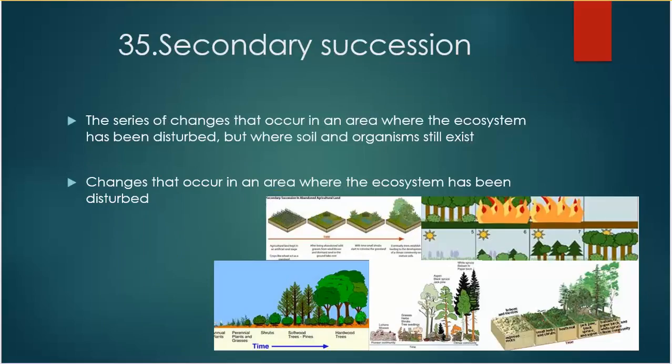Secondary succession, the series of changes that occur in an area where the ecosystem has been disturbed, but where the soil and organisms still exist. Changes that occur in an area where the ecosystem has been disturbed. Those are all 35 words.